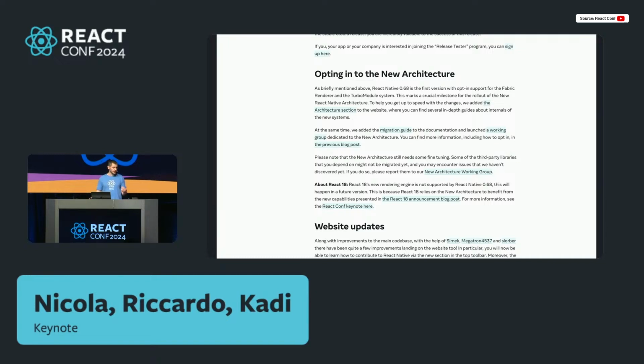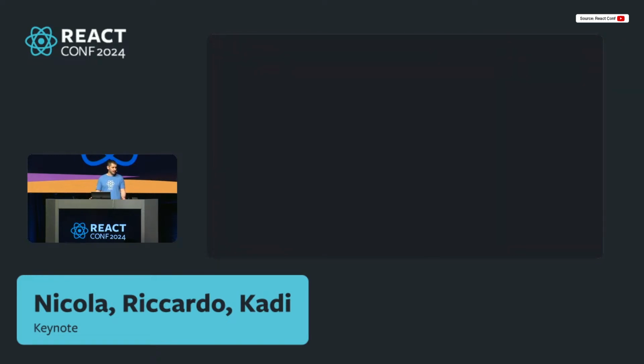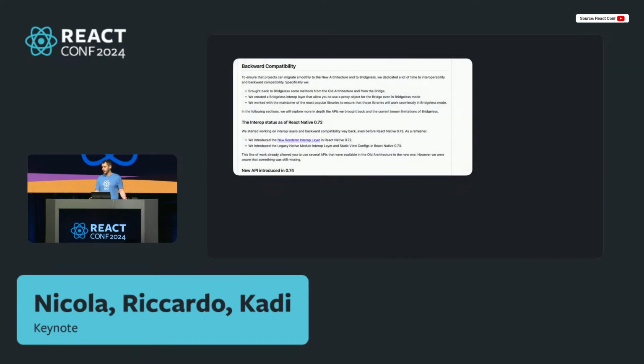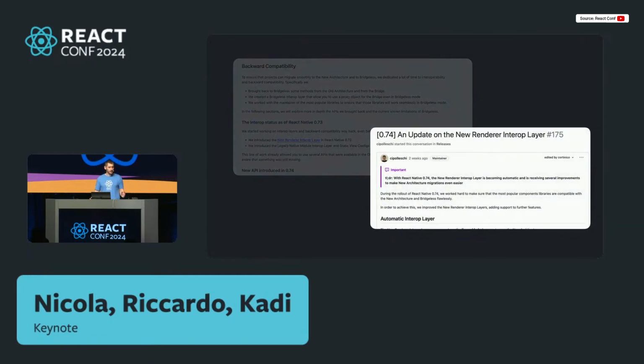So in the next few months, we are working on basically two features. One is bringing back some APIs that you were using in the old architecture to the new architecture so that you can start adopting the new architecture without changing any line of code, and several interoperability layers to let your legacy modules and legacy components run smoothly in the new architecture, again, without changing a single line of code.